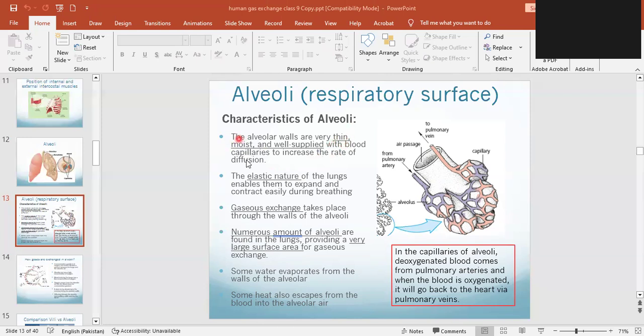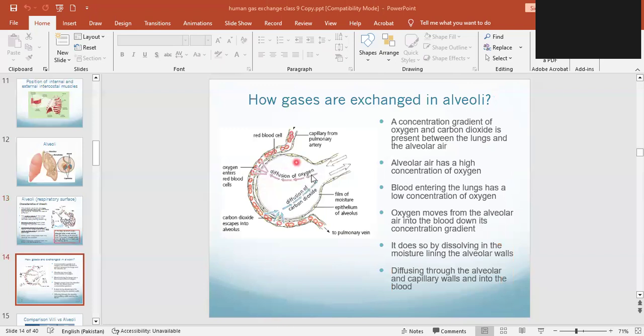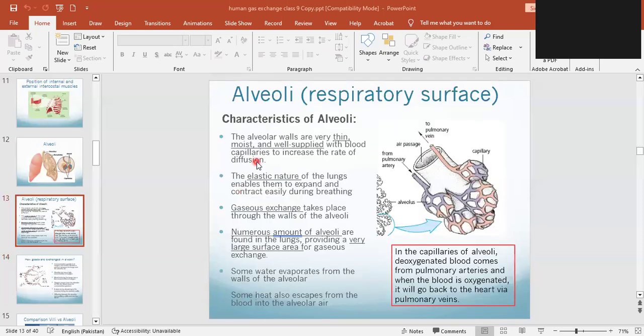They should be moist. If you see here, if you follow this red dot, there's a layer of moisture. That moisture keeps the alveoli moist and allows the gases to be absorbed quickly. So the alveoli are moist, they are thin, and they are well supplied with blood capillaries. Why? To increase the rate of diffusion. Next point, they are elastic in nature.